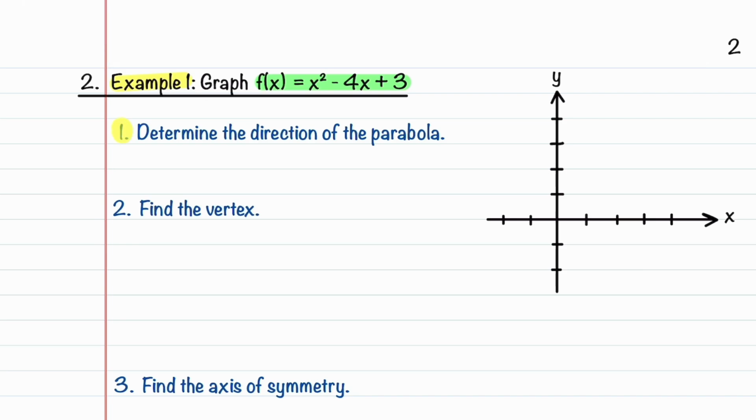The first step is to determine the direction of the parabola. In order to do this, we have to look at a. A is the constant that multiplies x squared. So in this problem, our a is equal to 1, and that's greater than 0. So that tells us that our parabola opens upward.